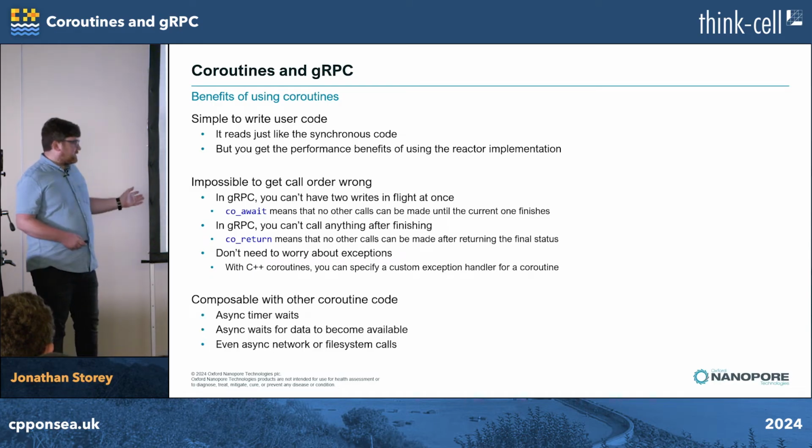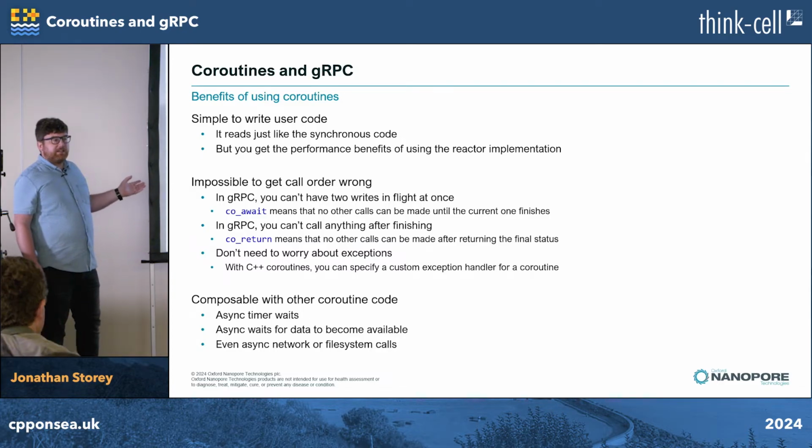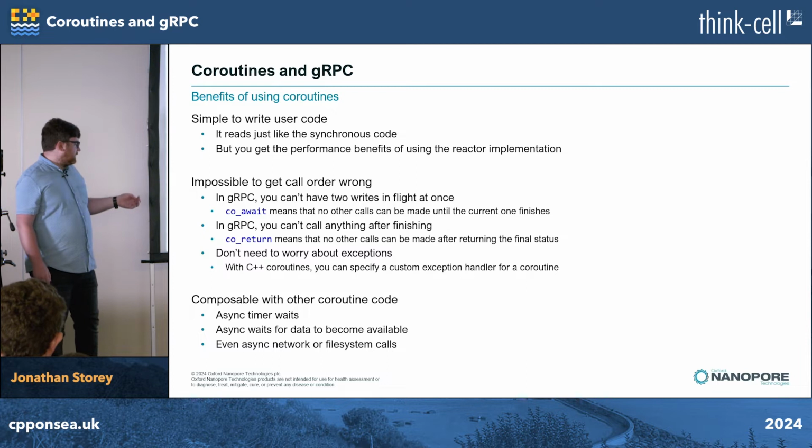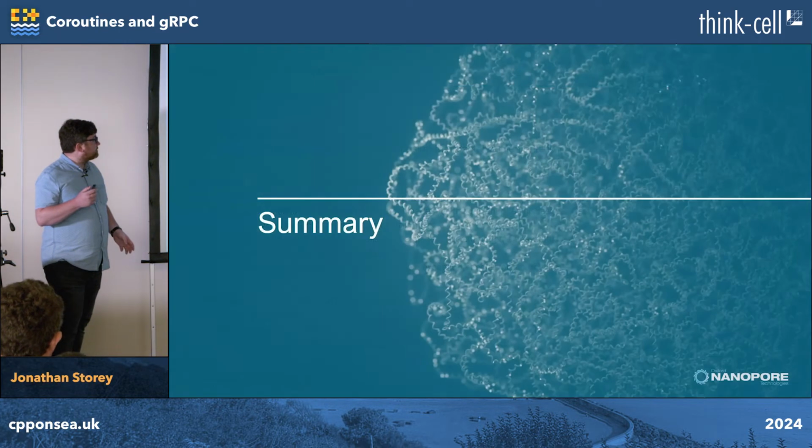The other nice bit about it is it's composable with other coroutine calls. So if you have a coroutine-aware async timer library, you can co-await on your timer, and then you can do some more gRPC stuff afterwards, and you don't block the gRPC thread pool. You can have async waits for data to become available. You can even have async network or file system calls. And obviously, your gRPC writes are an async network call, and we saw the async file system calls earlier.